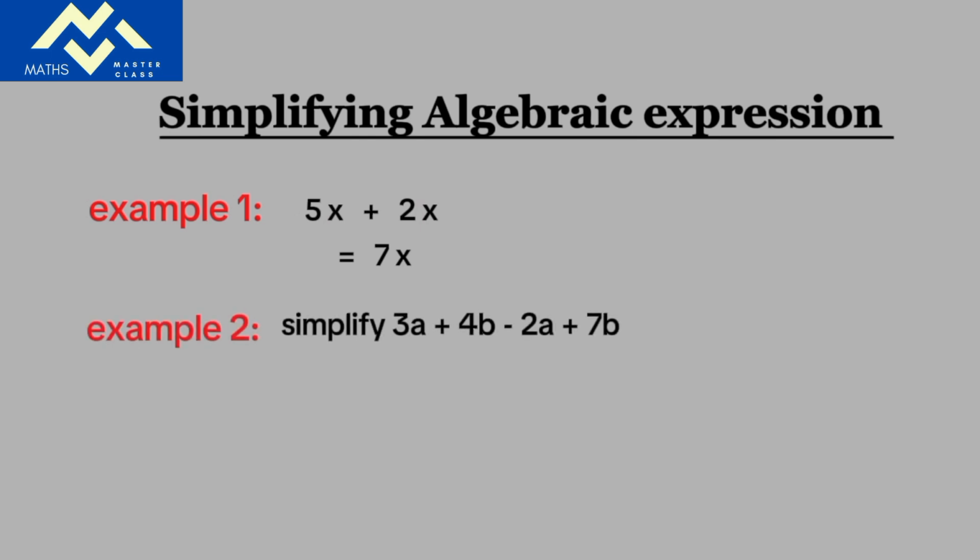To solve this, we have to group the terms that are alike, meaning, we are grouping the terms that have same variable and same power, in other words we collect like terms. So we group 3a and minus 2a together, and 4b plus 7b together.